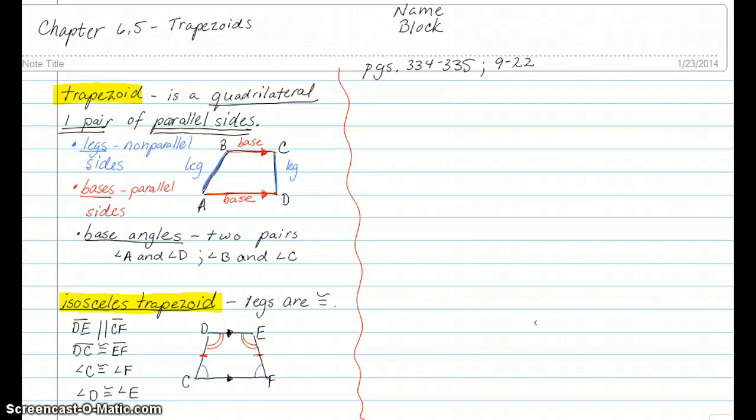This is chapter 6.5, trapezoids. Your assignment's going to be pages 334 to 335, 9 through 22. Fold your paper in half vertically. All your notes, vocabulary, and examples go on the left.